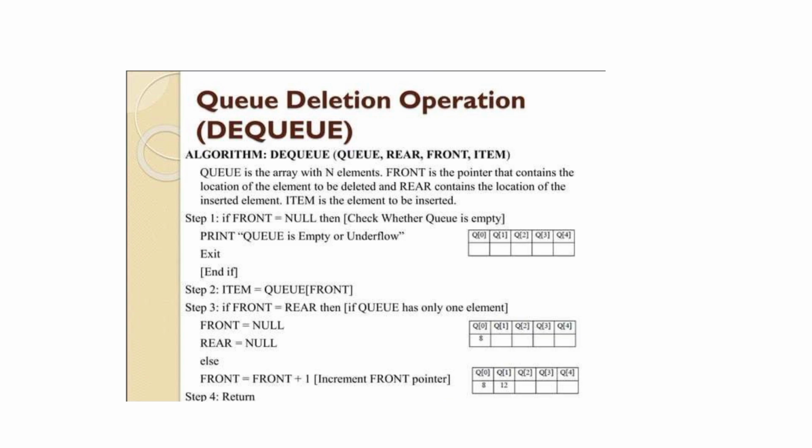The condition is front equal to rear. If there is only one element, the front value is 0 and the rear value is 0, so both are equal. That means the value is deleted, and front is set to minus 1 and rear is also set to minus 1, meaning null values. Another third case is the normal case. If there is more than one element, we increase the front value by 1. Here, front is pointing to the 0th index; if we increase the front value by 1 it points to the first index, so the element at the 0th index is deleted.